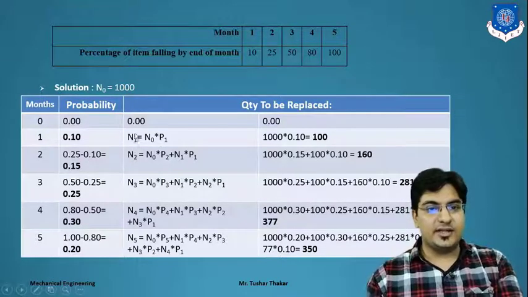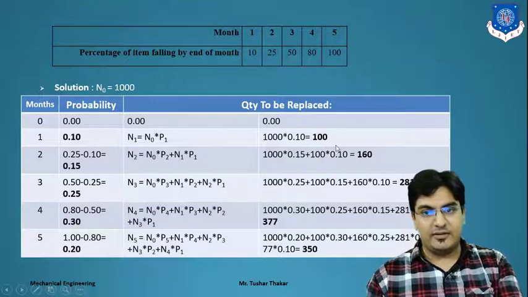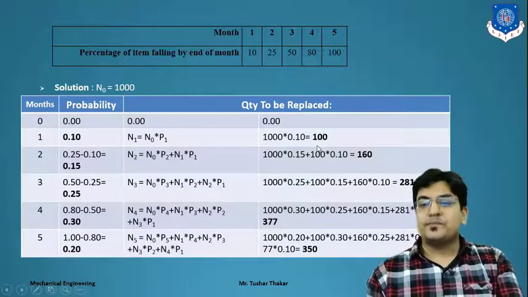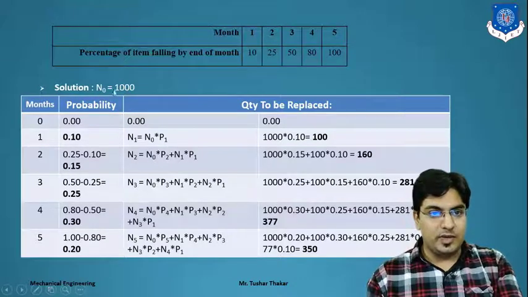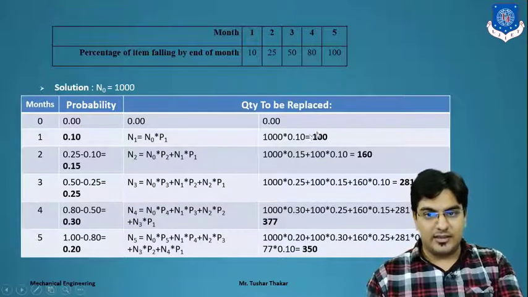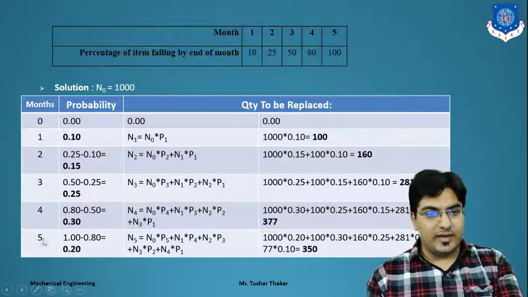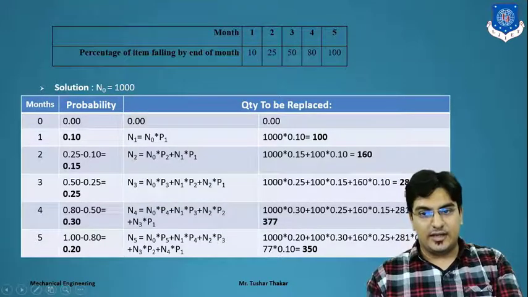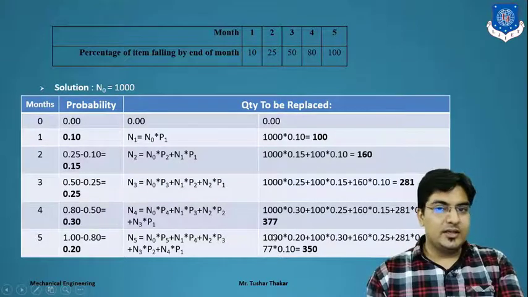So here the equation: first we have to find out N1, that is the total quantity into the probability, means after 1 month we have to replace 100 bulbs. After second month we have to replace N0, means total bulbs into the probability, plus the first month replacement, that is N1, means 100 into the probability, right? So we can find the value 160. Same accordingly we can find up to 5 months, we get 281, 377 and 350 quantity to be replaced.